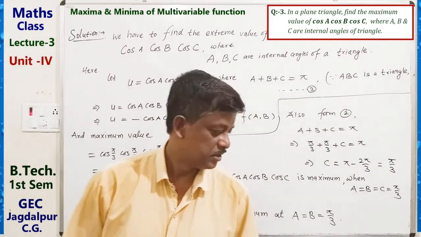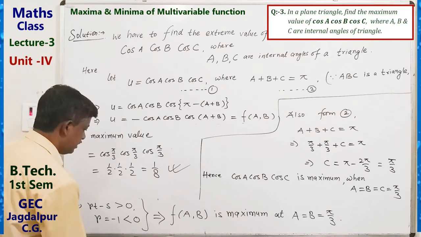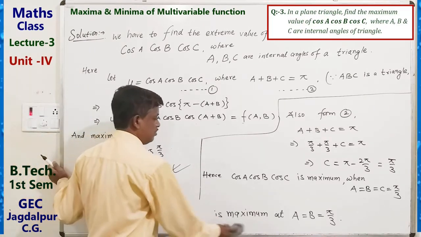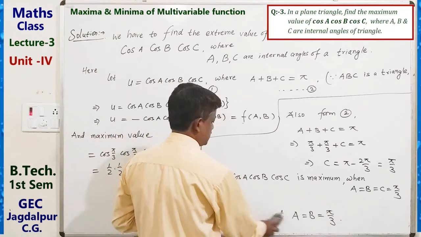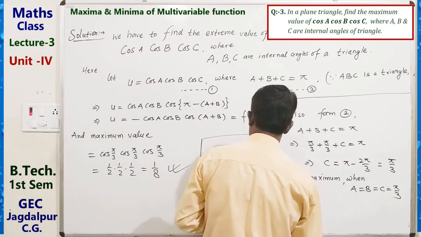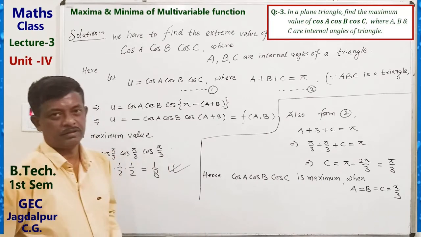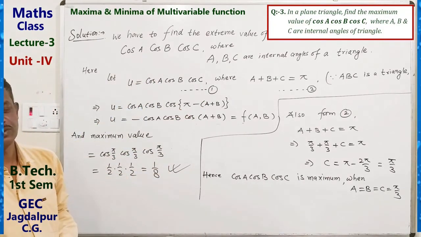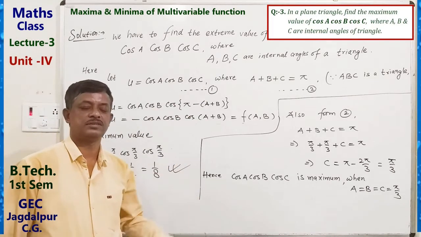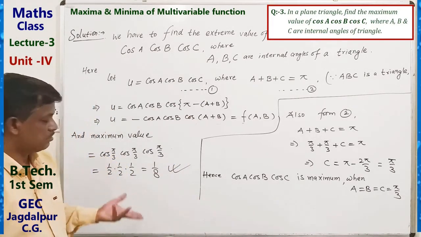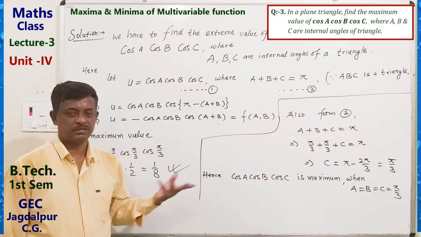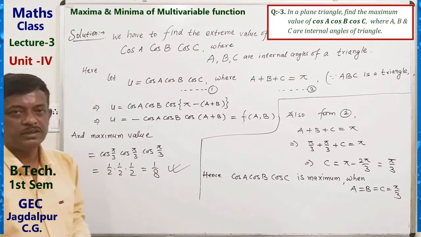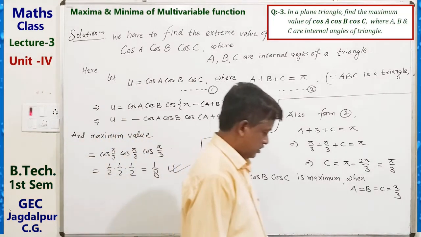Okay, so this is the process for finding maximum value or minimum value and deciding whether the value is maximum or minimum. Okay, a function of 3 variables, by a relation we can convert it into a function of 2 variables, and then we can use RT minus S square greater than 0 and R less than or greater than 0, you can decide. So this is the maximum value 1 by 8.